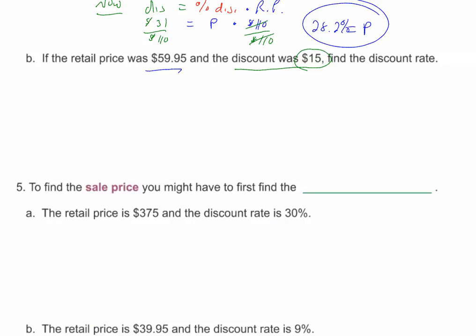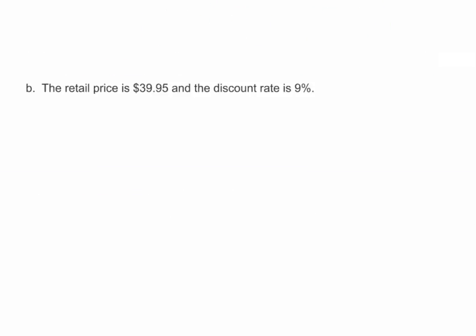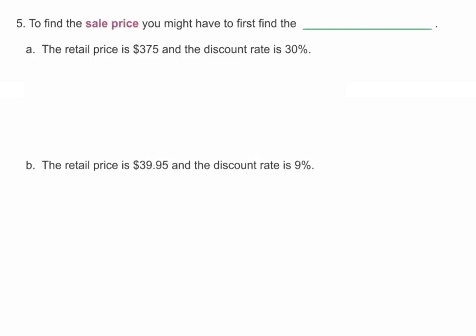Now, I got a few more things I got to get to. Number 5, to find the sale price, again, you might first have to find the discount. To find the discount rate, you first have to find the discount. To find the sale price, you might have to first find the discount. Depends on the question. So again, the retail price is $375. Discount rate is 30%. Find the sale price.